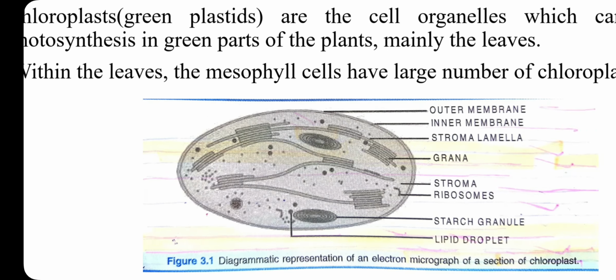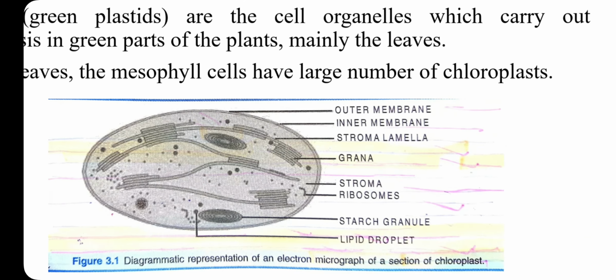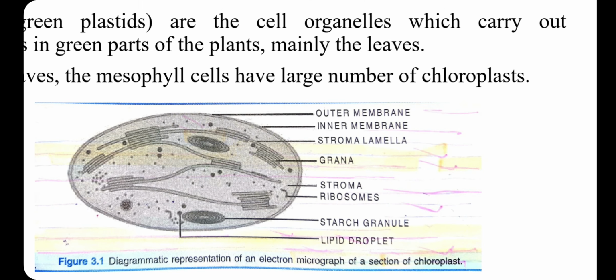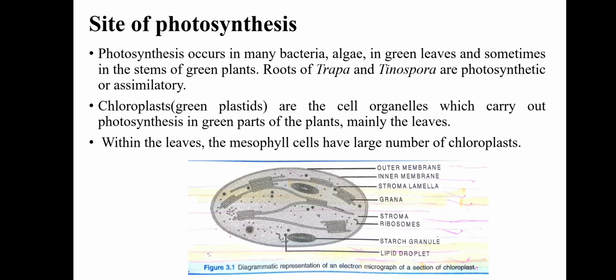This is the structure or diagram of the chloroplast. It has the outer membrane, then the inner membrane, then the stroma. Stroma is the liquid part of the chloroplast. Then grana. Grana are stacks of thylakoids. Then ribosomes; many ribosomes are present. Some starch and lipid granules as reserve food material are present inside the chloroplast.